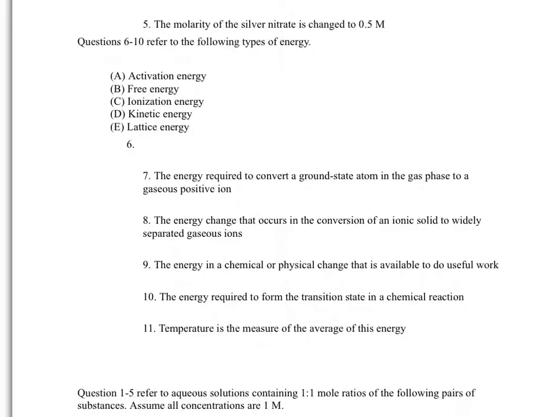So let's look at the definitions. The energy required to convert a ground state atom in the gas phase to a positive ion. So we're going from neutral to ion. What energy would that be? Ionization energy. Very good. It's number 7. I know that one. It's number 15 on y'all.